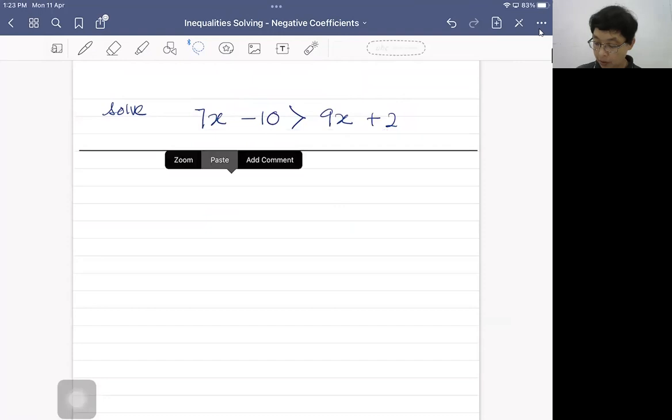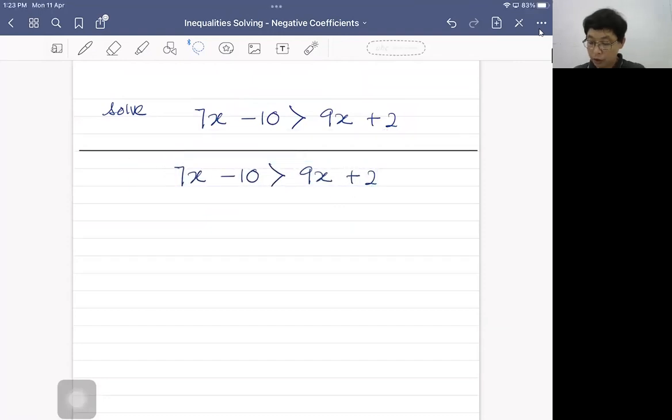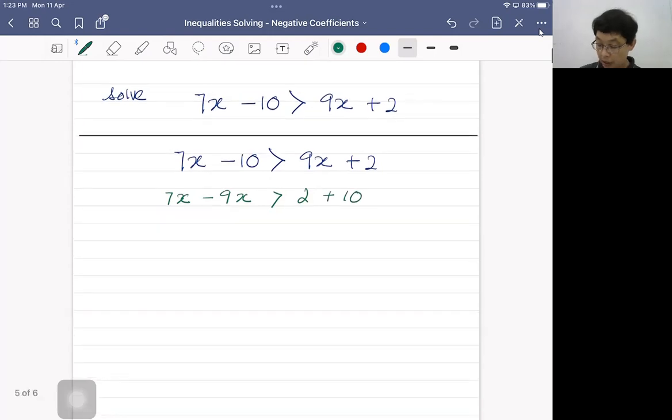Okay, I'm going to copy down the question here for the solution. Here we go. We'll just put the like terms onto one side together respectively. So I -9x both sides to shift the 9x to the left, and then I'm going to +10 both sides to shift the 10 onto the other side. Now we have -2x, which is bigger than 12.